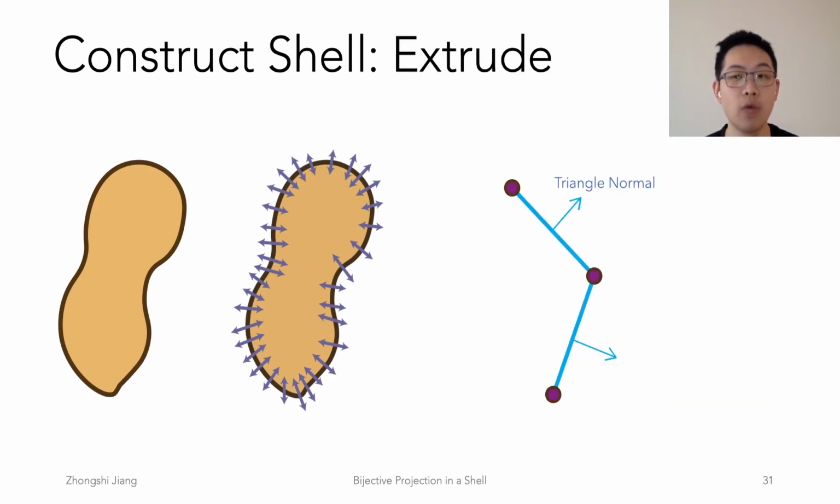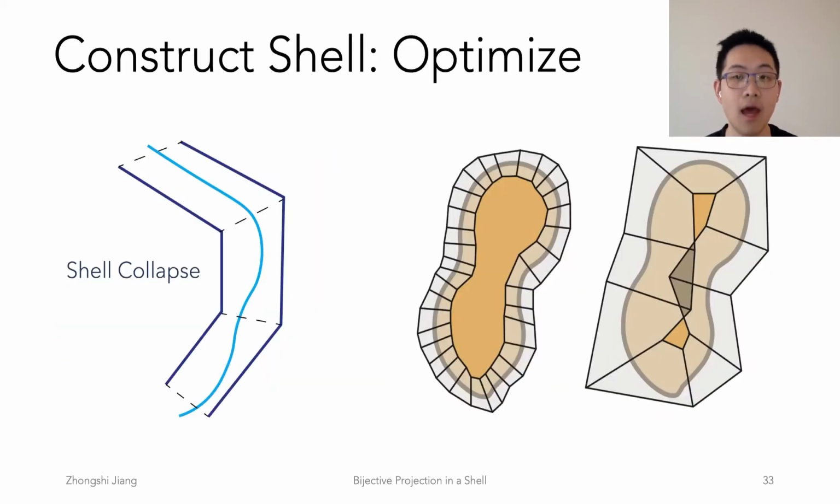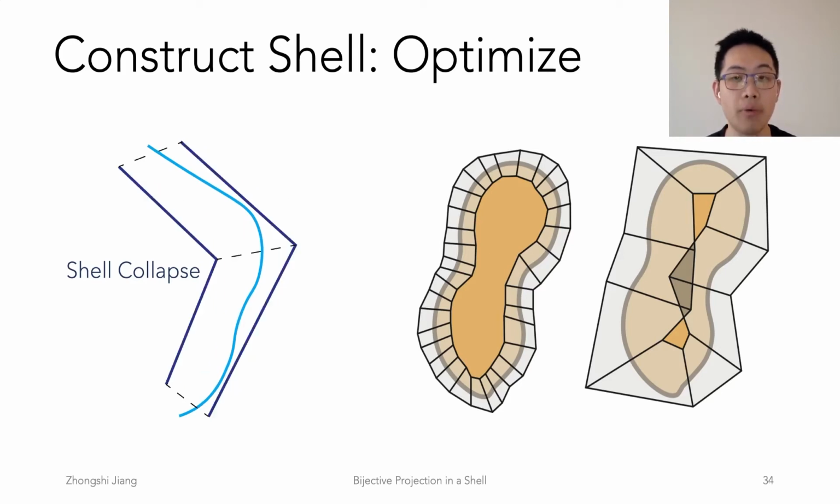During the first stage, we show that the problem of constructing an initial shell can be reduced to finding a direction for each vertex. We simply ask the direction to form an acute angle with the adjacent normal. The optimization stage is an analog of mesh optimization. We perform local operations on the bottom and top surfaces simultaneously while preserving the validity of the shell.